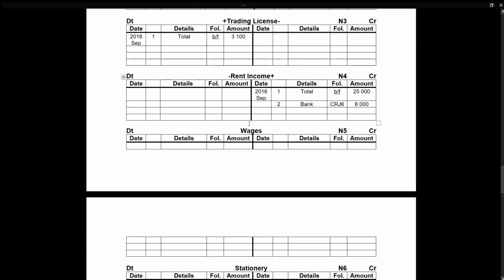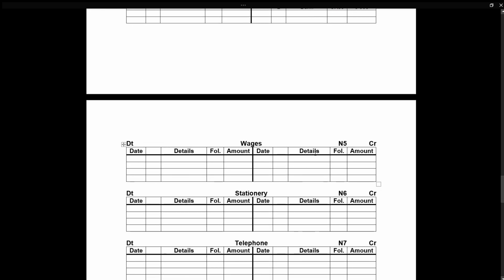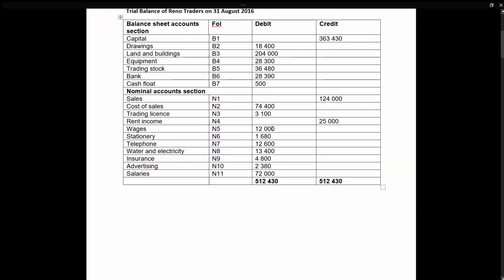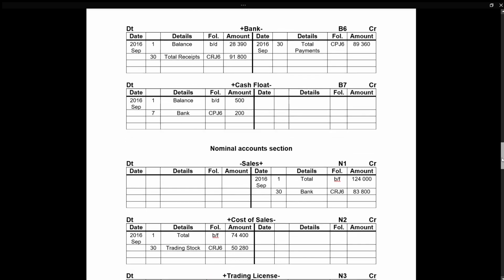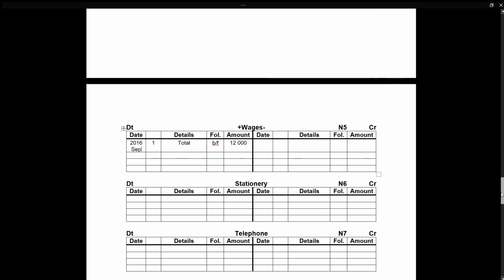Right, next one, wages. I'm just going to put it on the next page. Wages is an expense account, so I'm paying wages, therefore plus, minus, my expenses will increase in my debit side, but will have a negative influence on my owner's equity. Right, so wages, 12,000 Rand opening total. Value brought forward, my details will be total on the 1st of September 2016.